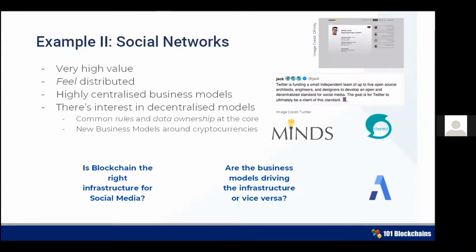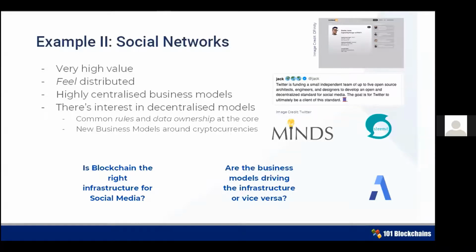And to illustrate that, I've included here a picture of Digital Asset's recently launched LinkedIn-style professional network on their platform, or Jack Dorsey from Twitter calling for decentralized standards for social networks. Indeed, interest here is strong enough that new business models are being explored on blockchain, typically around cryptocurrencies. Examples here would be Minds or Steemit.